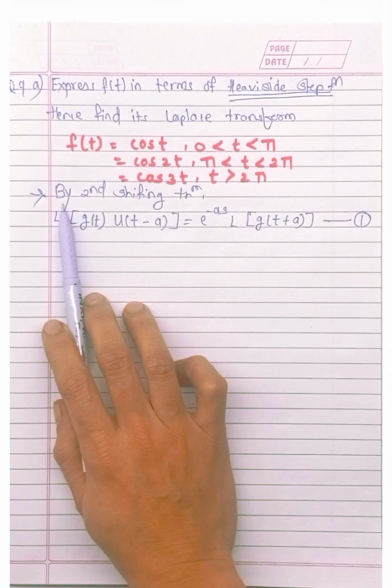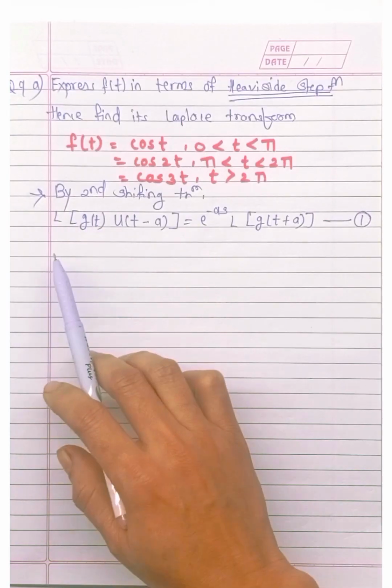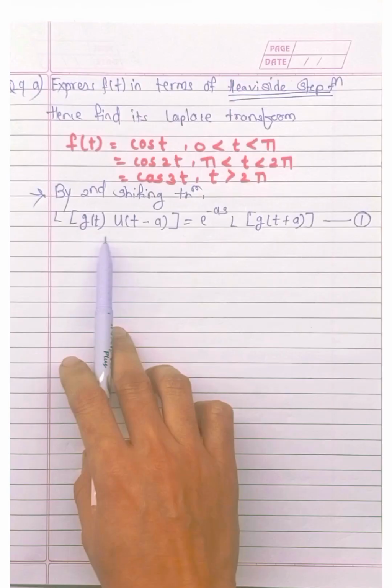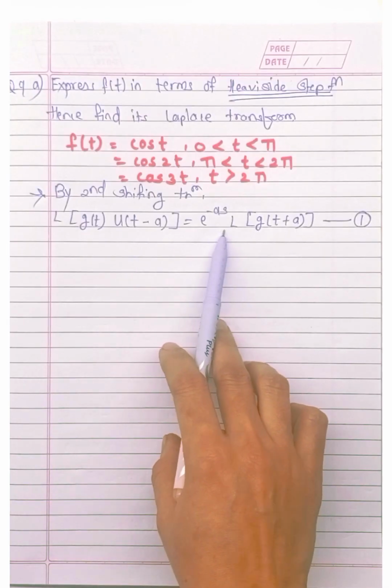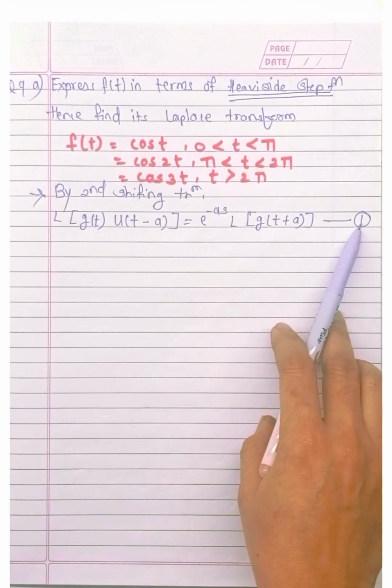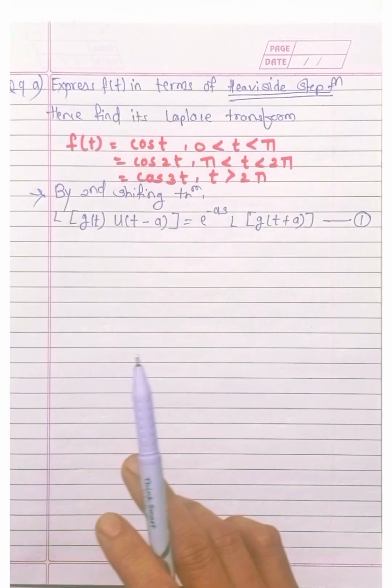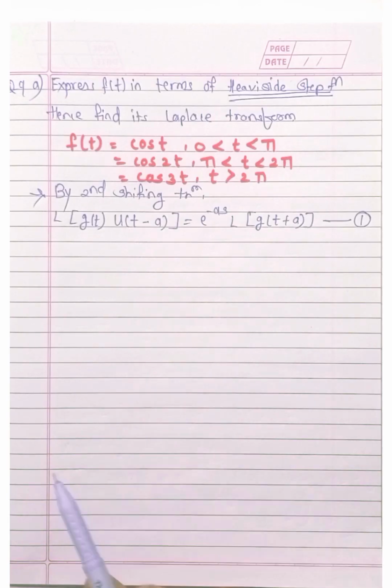Now, in this question, we apply the second shifting theorem. Second shifting theorem says that L of g of t u of t minus a is e raised to minus as L of g of t plus a. This is equation number 1. Now, I am solving this question in 3 different parts.